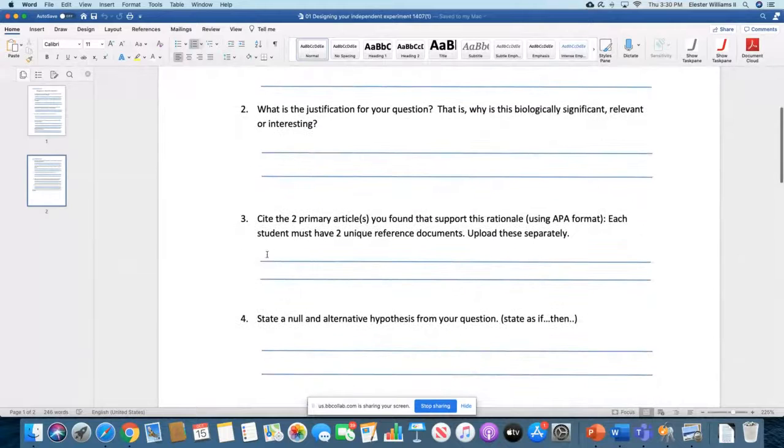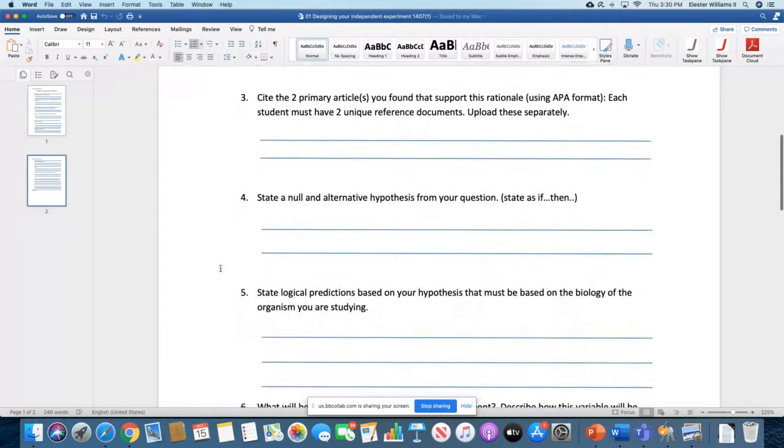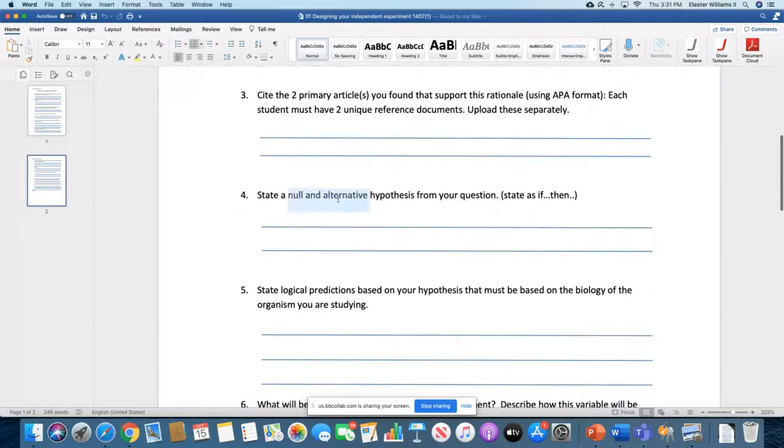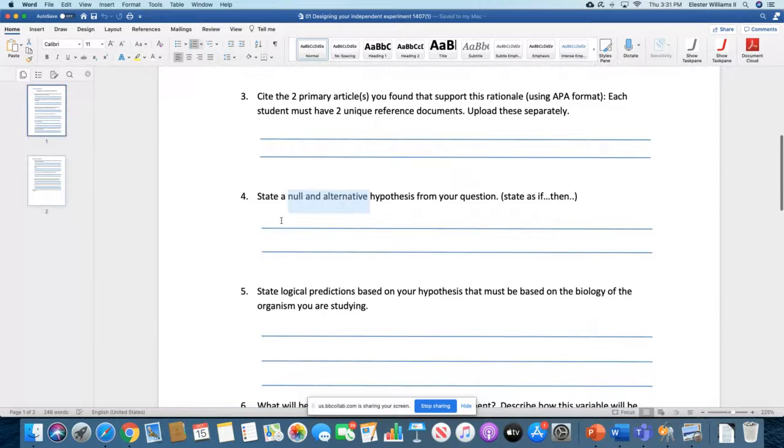One thing to note in the supporting documents you have, make sure that you're including the actual PDF of the documents, that you have access to a full version of them, and that you are properly citing the articles as well. So you'll provide me with the articles as well as citations for them. And we'll continue to work with null and alternative hypotheses.